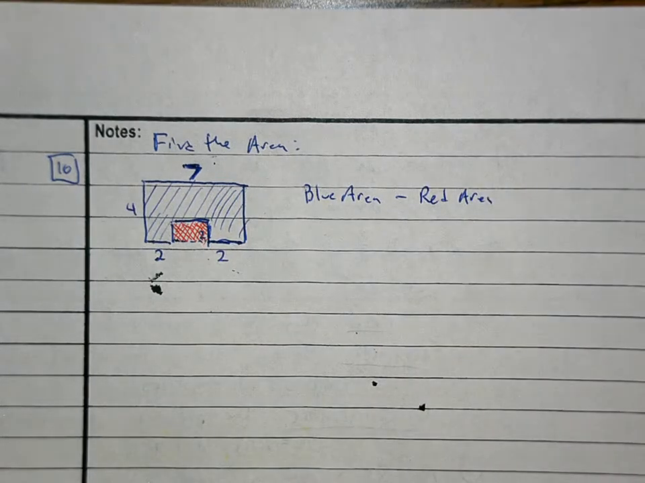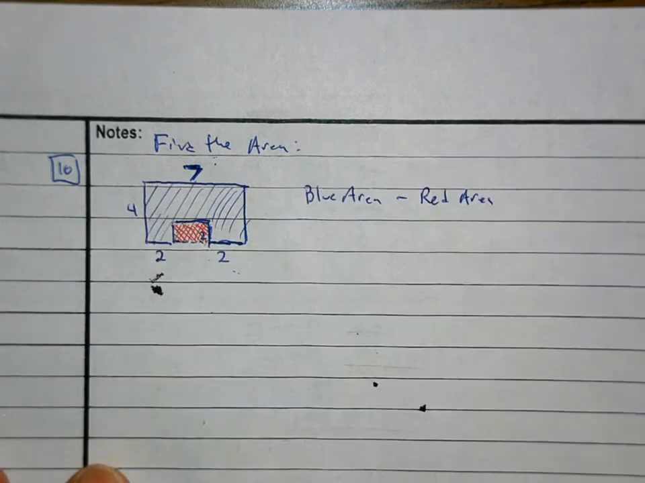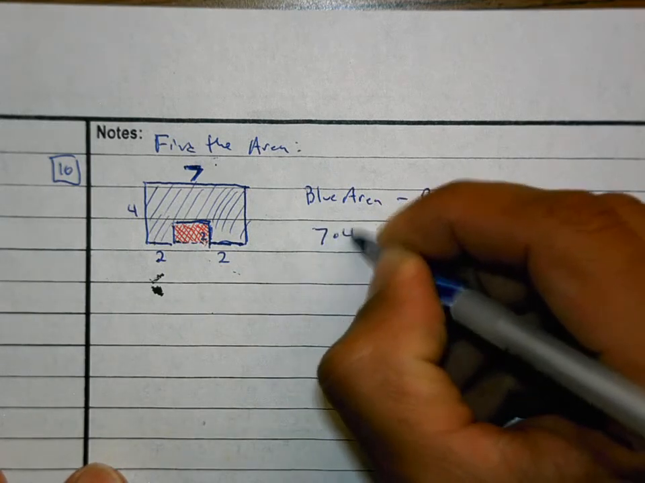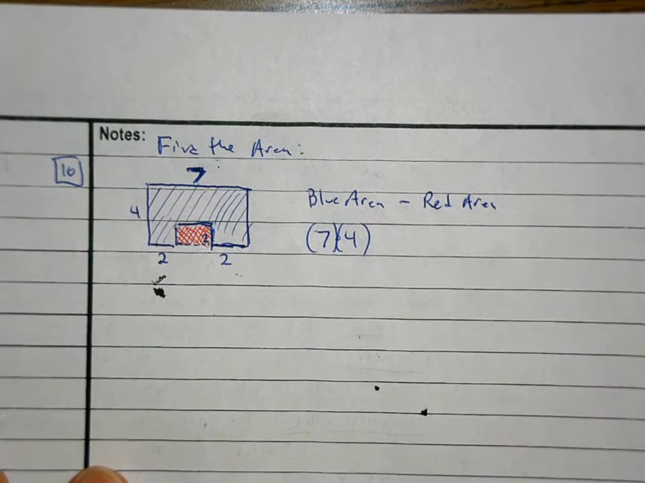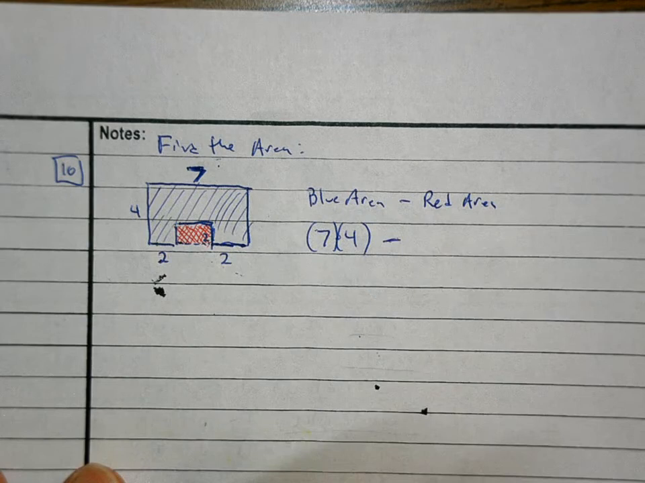I want the length and the width of the blue area, something that's the full distance across times the full height. What do you think? What are the two numbers that you're going to use? 7 and 4. If you said 7 and 4, I agree with you. That will figure out the entire area, including the red part. And then we're going to subtract the red area.